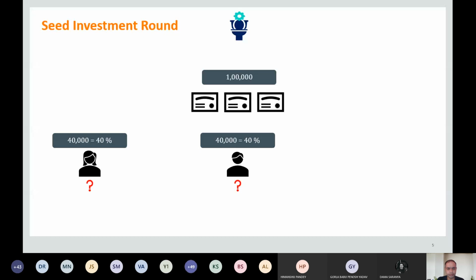So how much is lagging now? Can anyone answer? 1 lakh rupees is the initial investment required. 40,000 you are investing. 40,000 your friend is investing. How much do you require more?